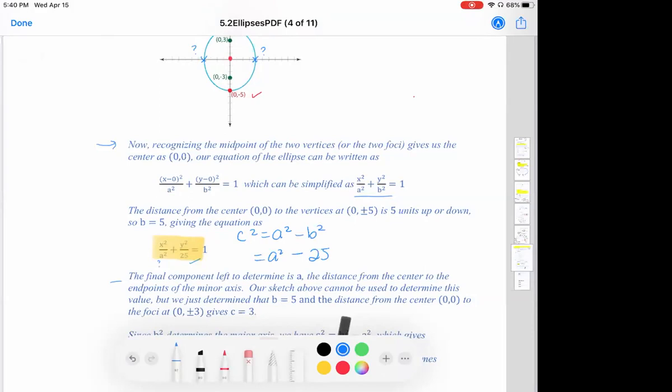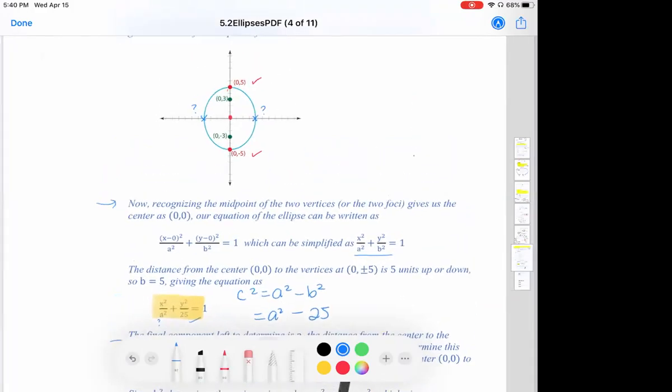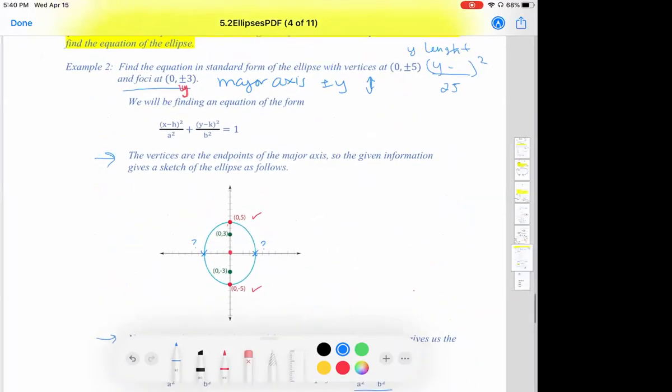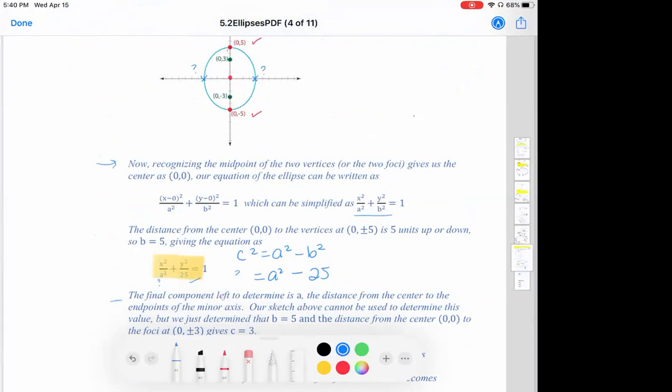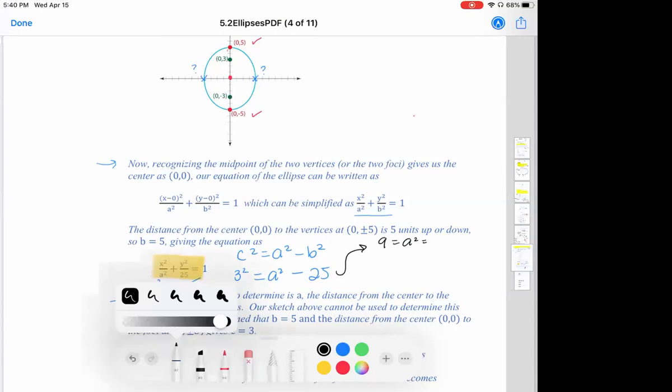Do we know c squared? Not directly, but we can pick it out because it's telling us that we have foci at plus or minus 3. So this tells us that c is 3. So we know c is 3, so we have 3 squared. Okay, now we can go ahead and find a. 3 squared is 9, so I have a squared is minus 25. All right, so I want to go ahead and plus 25, plus 25, 25 plus 9. Well, did I do something wrong?